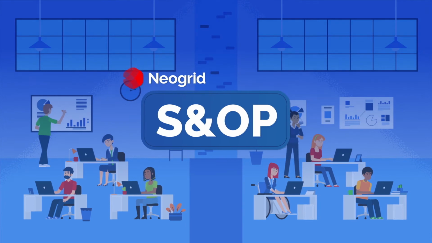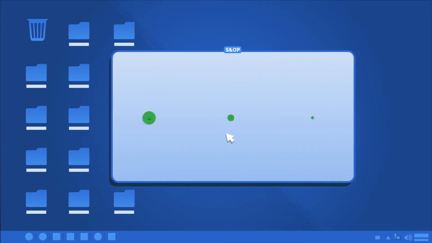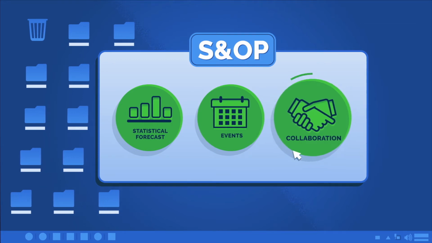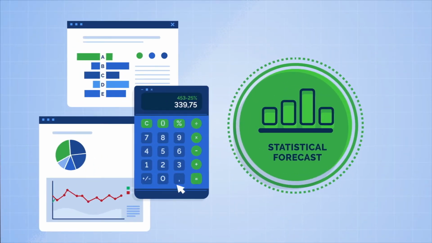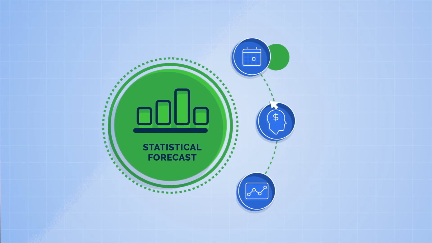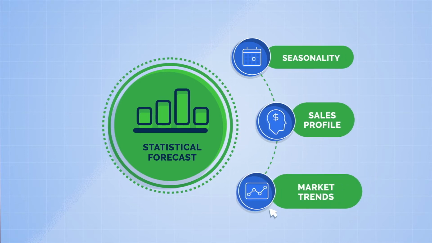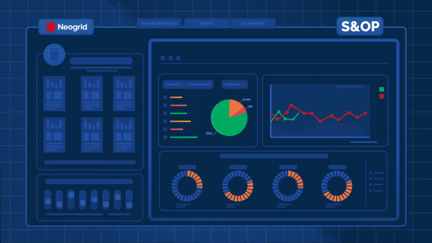Neogrid's S&OP combines statistical intelligence and data analysis to change the reality of your company. It works based on three key points: statistical forecast, events, and collaboration. The first makes calculations automatically, projecting future demand with great assertiveness based on the history, considering factors such as seasonality, sales profile, and market trends. Thus, the solution allows you to analyze your challenges from different angles, facilitating strategic decision-making.